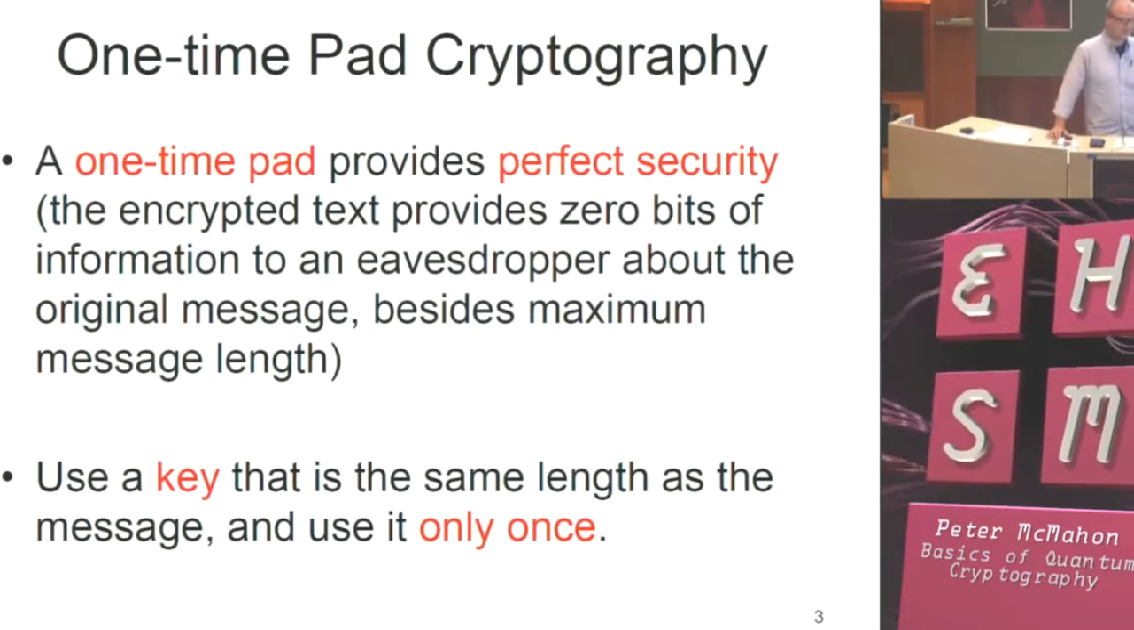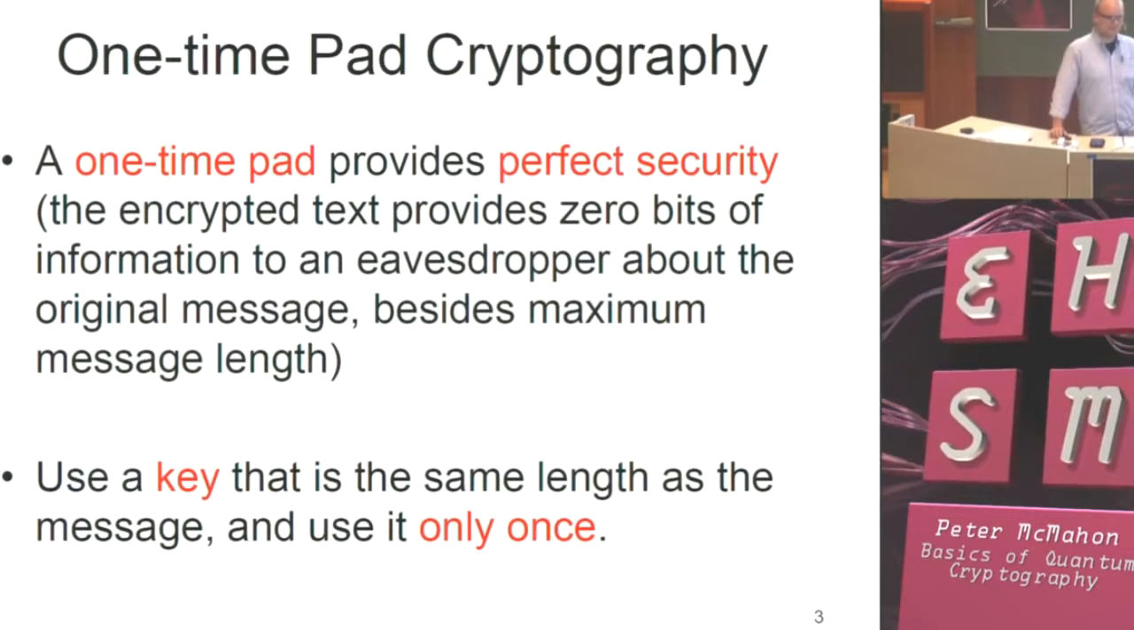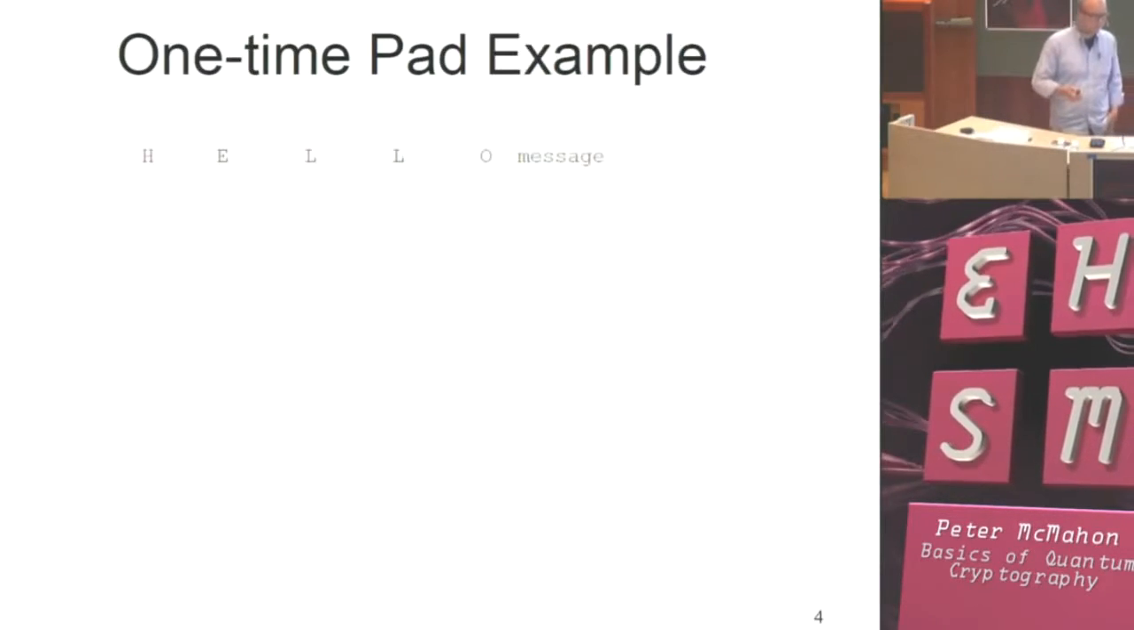in that the encrypted message provides 0 bits of information about what is contained in that message. Basically, the only information that an eavesdropper would get if they intercepted the message was some limit on how long the message could possibly be. But a very important point is that one-time pad cryptography is only perfectly secure if you use it one time per key. You must not reuse a key. Otherwise, people can start to do some statistical analysis on the messages and start to glean information.